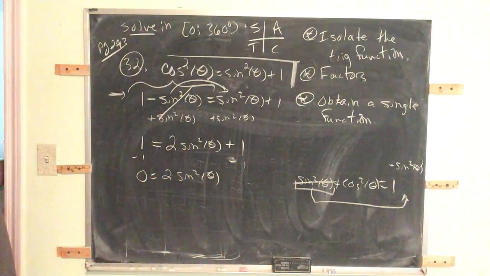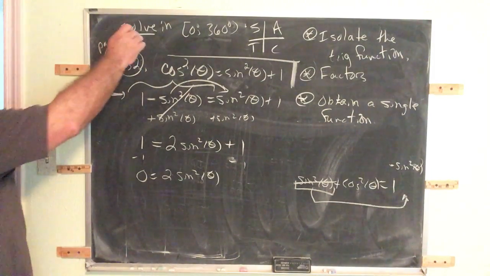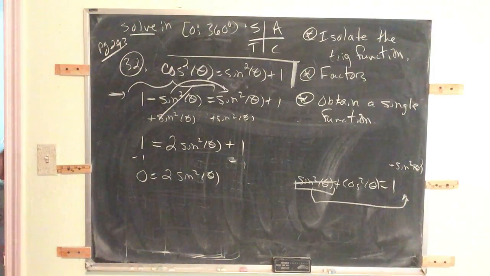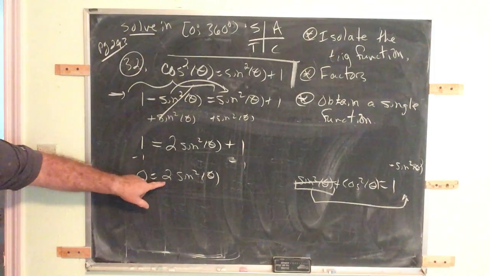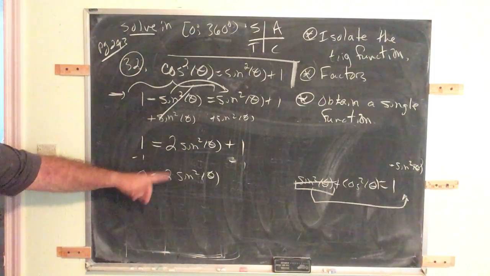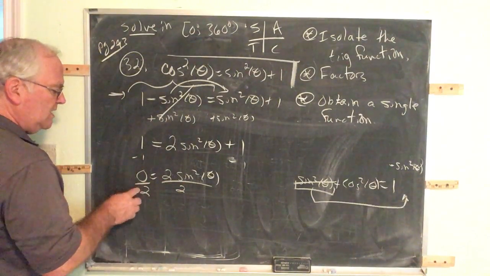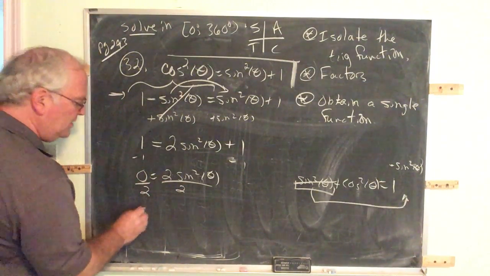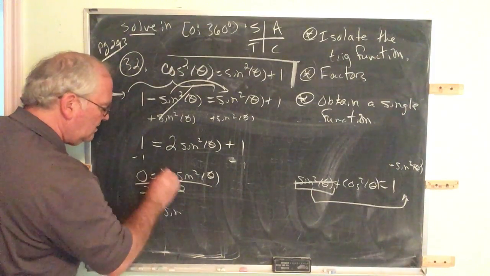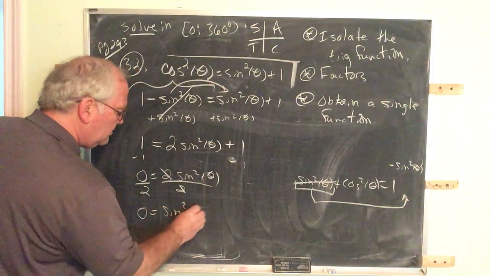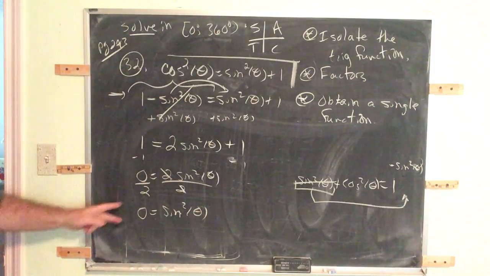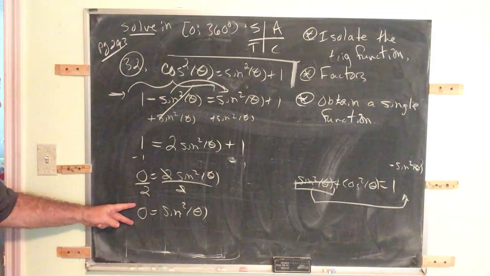We're making headway here. Again, we're on the way. We're trying to obtain basic equations. And look, we can get rid of this 2 even. You don't necessarily need to, but we can divide both sides by 2. 0 divided by any non-zero value is still 0. So what we end up with is sine squared theta is equal to 0.